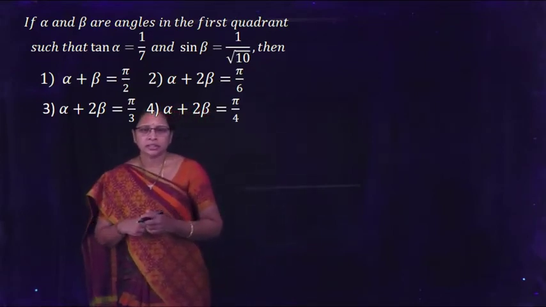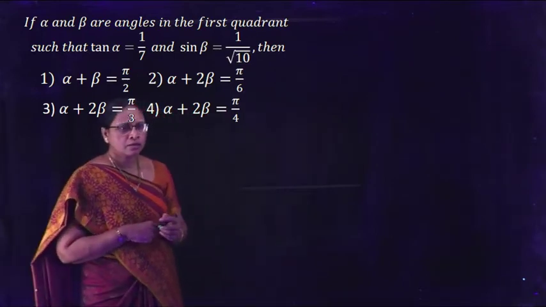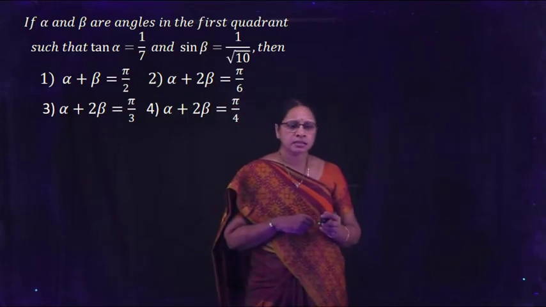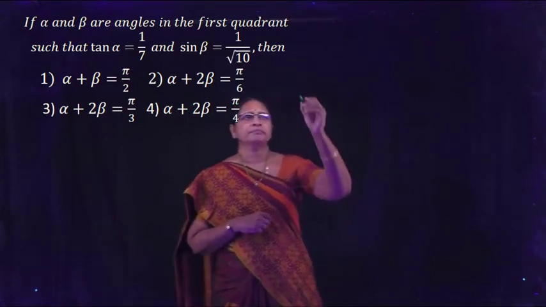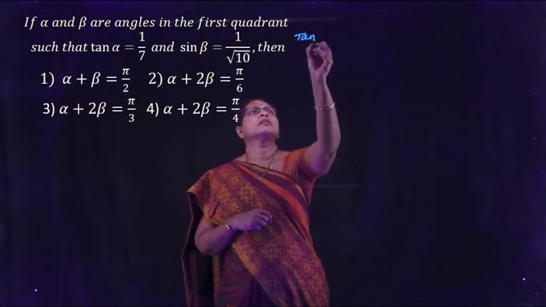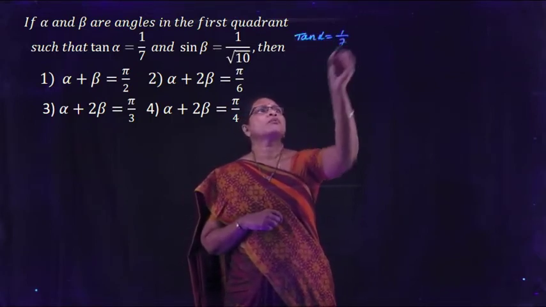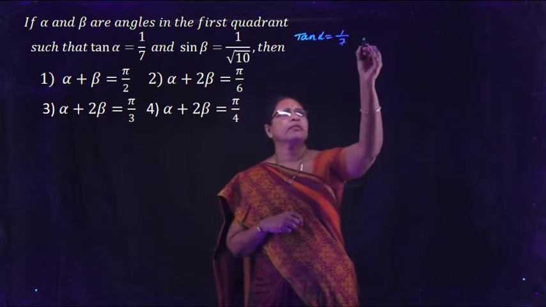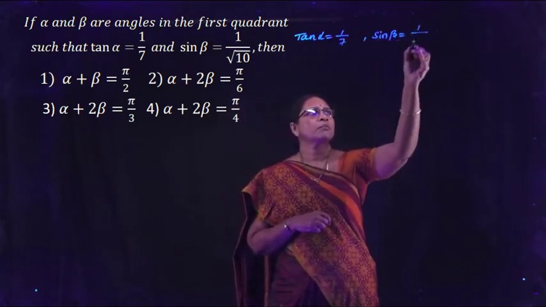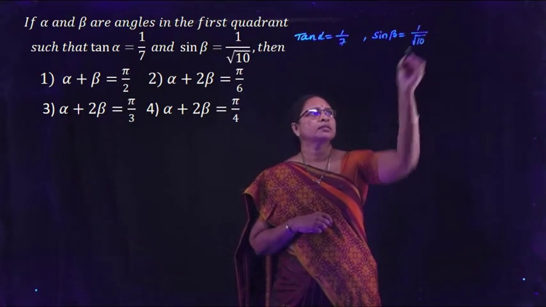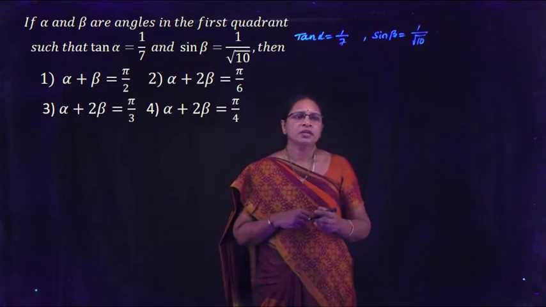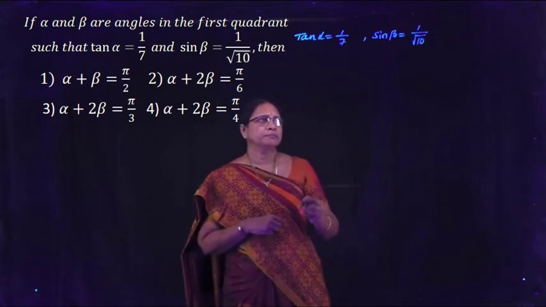According to the given problem, tan alpha is equal to 1 by 7 and sin beta is equal to 1 by root 10. Here we can find the value of tan beta.